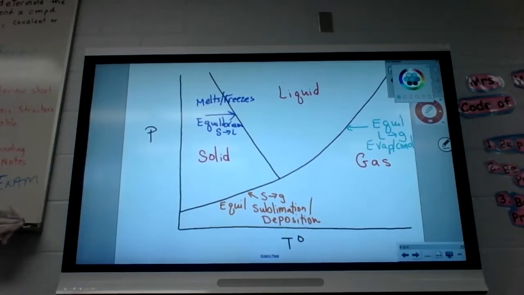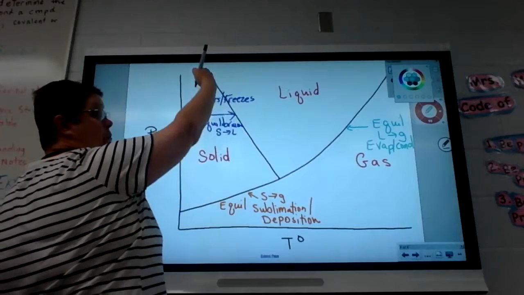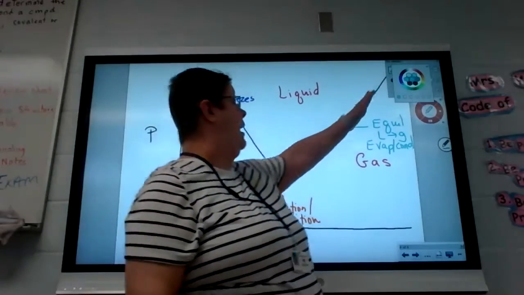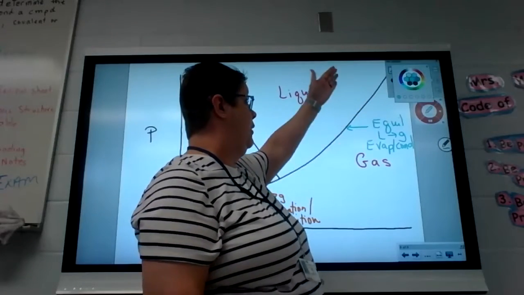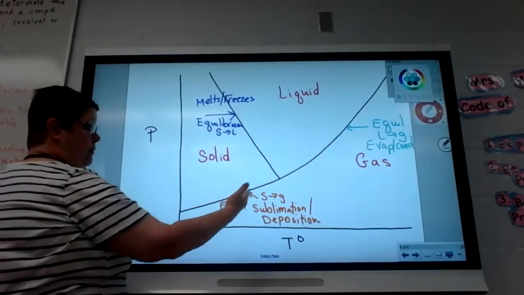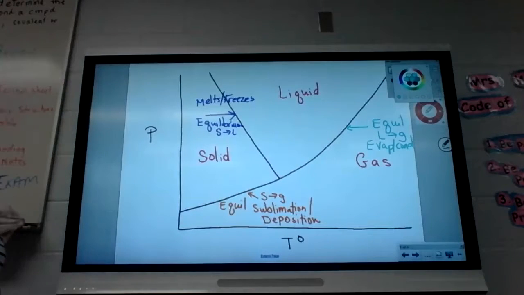Okay, everybody okay with what the black lines mean in terms of equilibrium? Anywhere along the black line between solid and liquid, you have equilibrium between melting and freezing. Anywhere on the black line between liquid and gas, you have equilibrium, so you evaporate and condense. And anywhere on this black line, you have equilibrium between solid and gas, and so you sublime and deposit. Everybody with me on that?